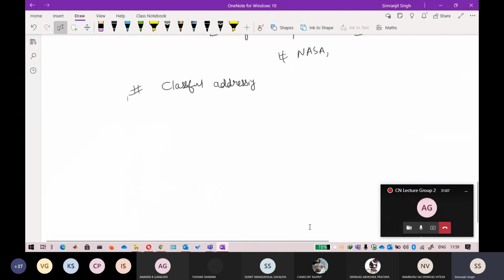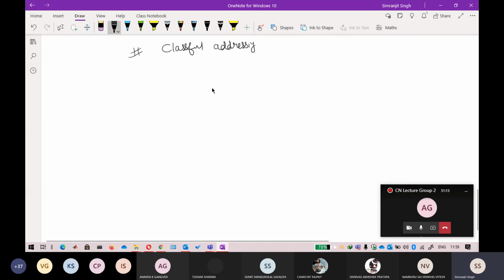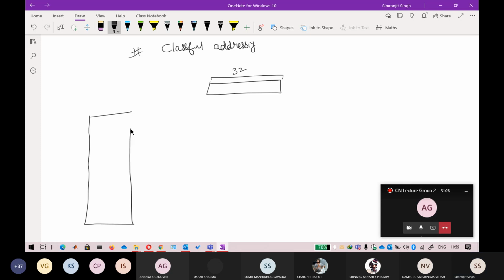Now in this classful addressing, it is divided based on the same idea. You already know there are a total of 32 bits here, so the total number of IP addresses possible is 2 raised to power 32. Now I am choosing one bit to fix. I am fixing one bit here.